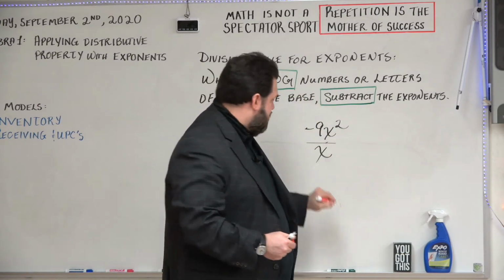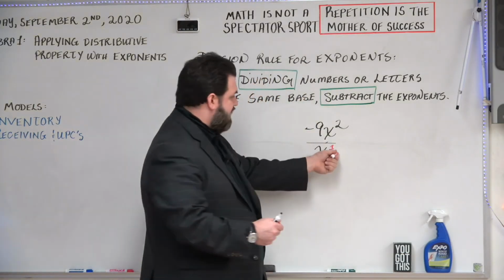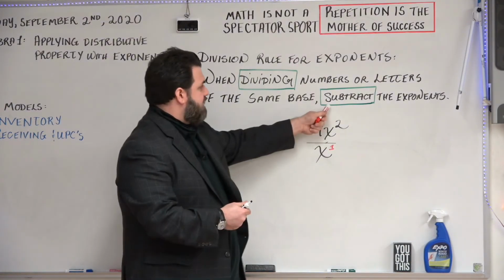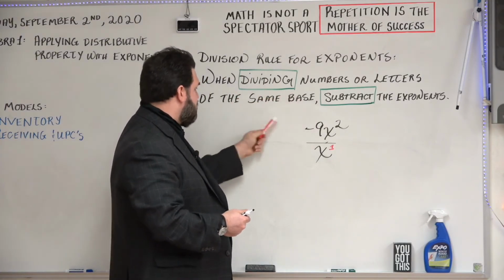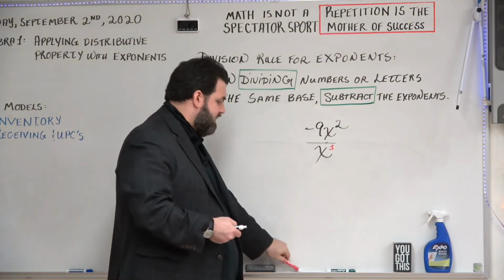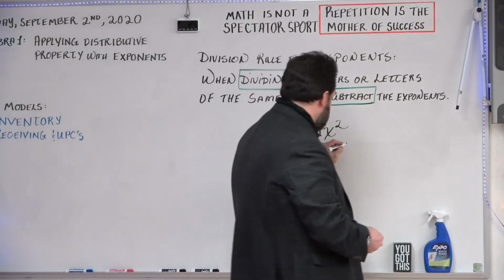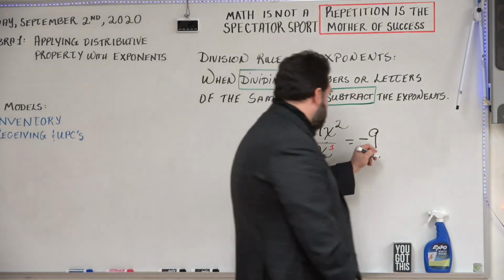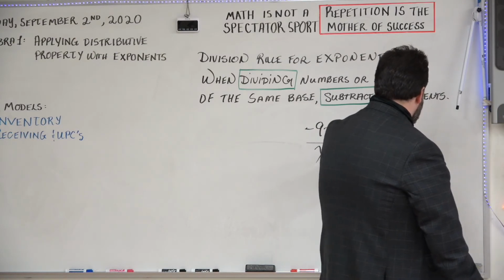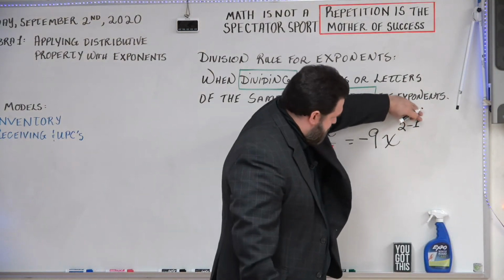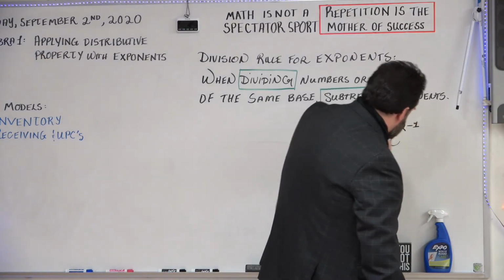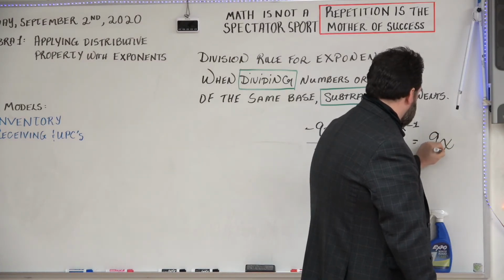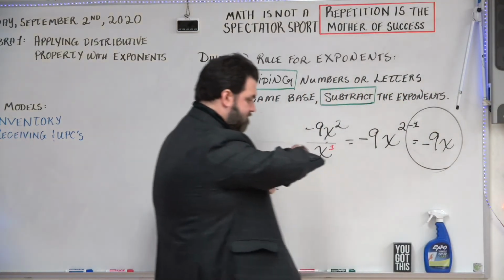What we need to do is remember that there is a 1 in the exponent position of that x that's all by itself. And now we can apply the division rule. When dividing numbers or letters that are the same base, x, we subtract the exponents. It doesn't matter that that negative 9 is there. It's going to just come along for the ride. And so we're going to write negative 9x raised to the power of 2 minus 1. Okay? 2 minus 1. Well, 2 minus 1 is 1, so the final answer would just be negative 9x. Okay?